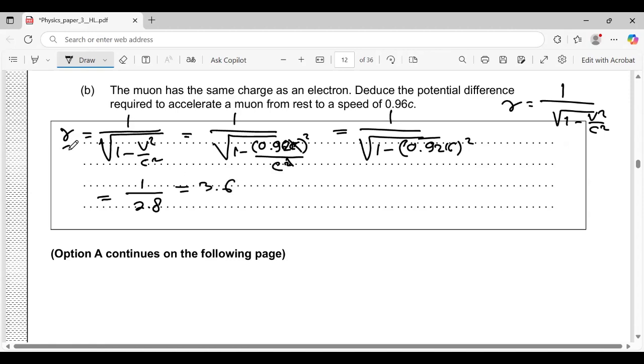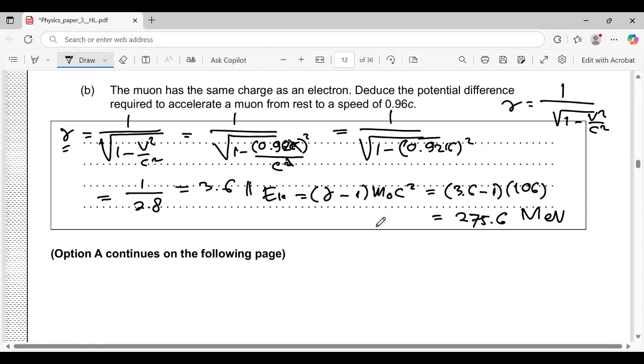and it is 3.6. This is for gamma, and the relativistic kinetic energy is K equal to gamma minus 1 times m0 c squared, and it is 3.6 minus 1 times 106, and the result is 275.6 mega electron volt.